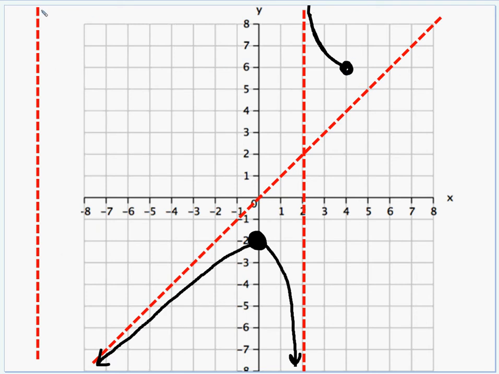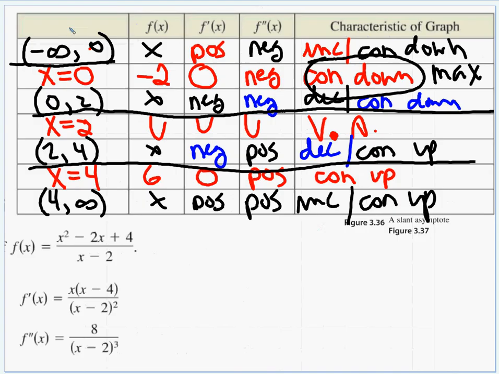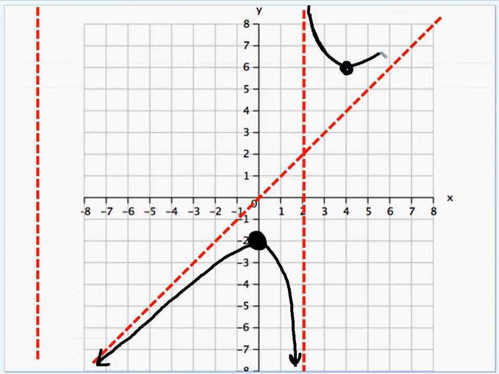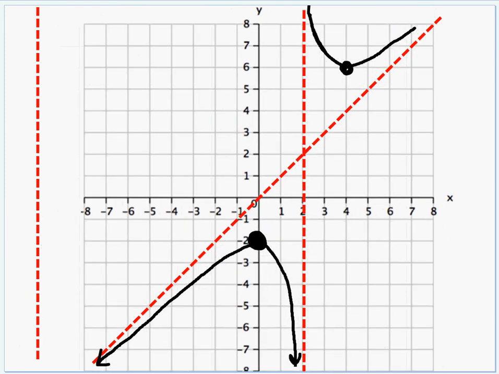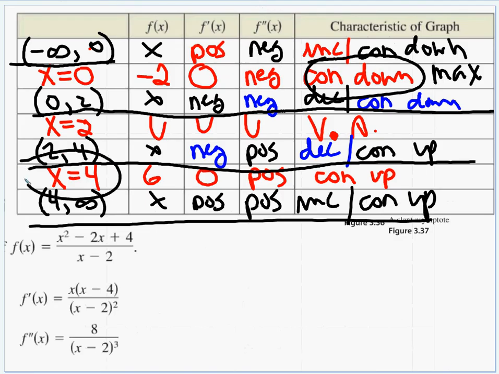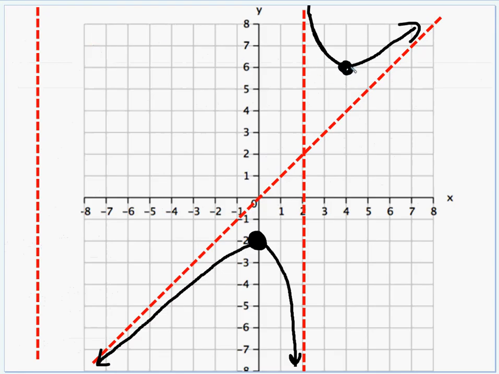And now our last interval is 4 to infinity. Oops, wrong way. 4 to infinity: increasing, concave up. And we did have 4 as a critical number, and when we put 4 into the second derivative, it was positive, concave up. If it's concave up, that critical number must be a min. So there we know that now is a minimum value.